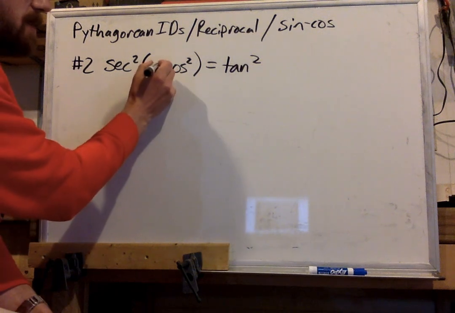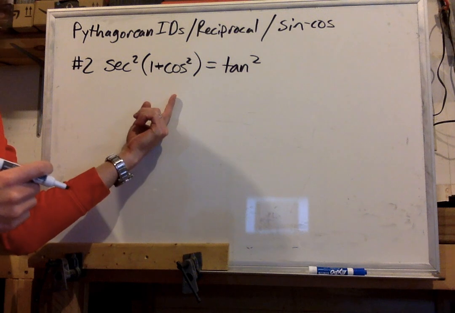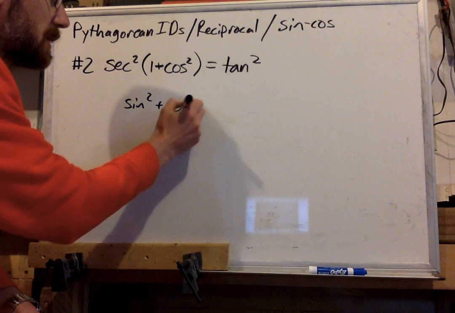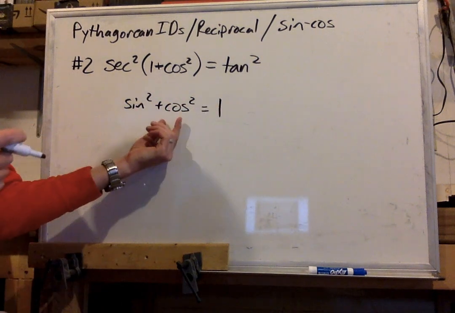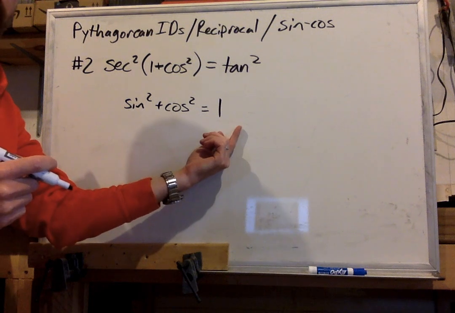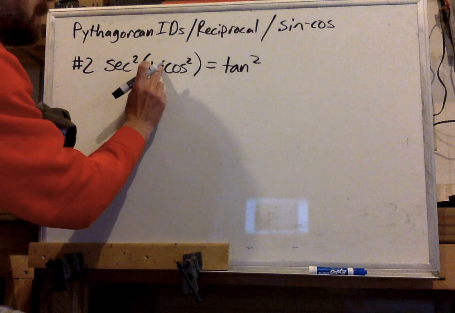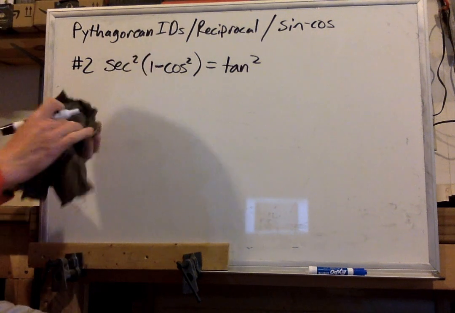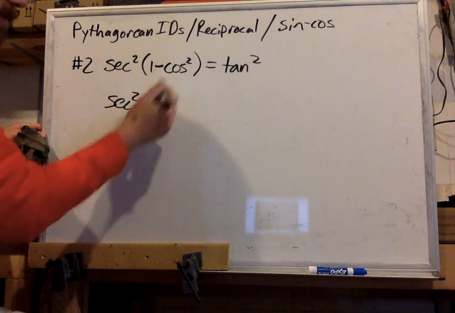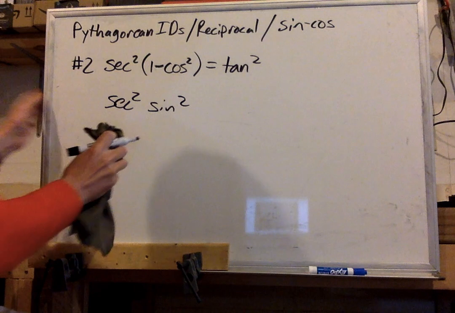For instance, if this were a 1 plus cosine squared, you might think that's a Pythagorean identity, but if you check sine squared plus cosine squared equals 1, to get the 1 and the cosine together, I have to subtract the cosine squared from both sides. So that doesn't work. That's not a Pythagorean identity. It only works if it's this. So in that case, I would start this problem by doing secant squared and converting this to sine squared, and then progressing further from there.